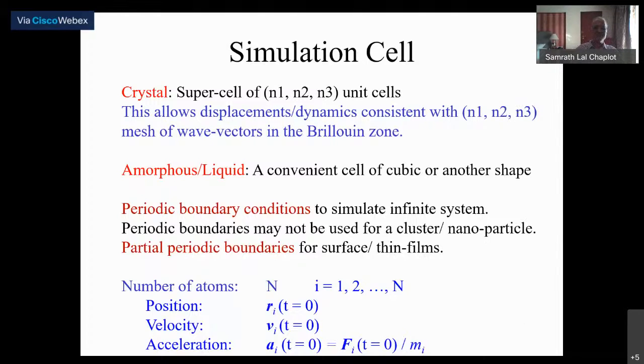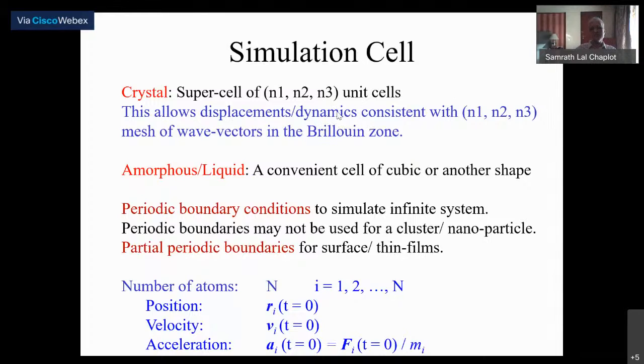Each of the unit cells may have a certain number of atoms, so you will have a total number of atoms, which is the number of atoms inside one unit cell multiplied by N1, N2, and N3. You may have a total of capital N atoms inside the simulation cell. Okay, so this is fine.